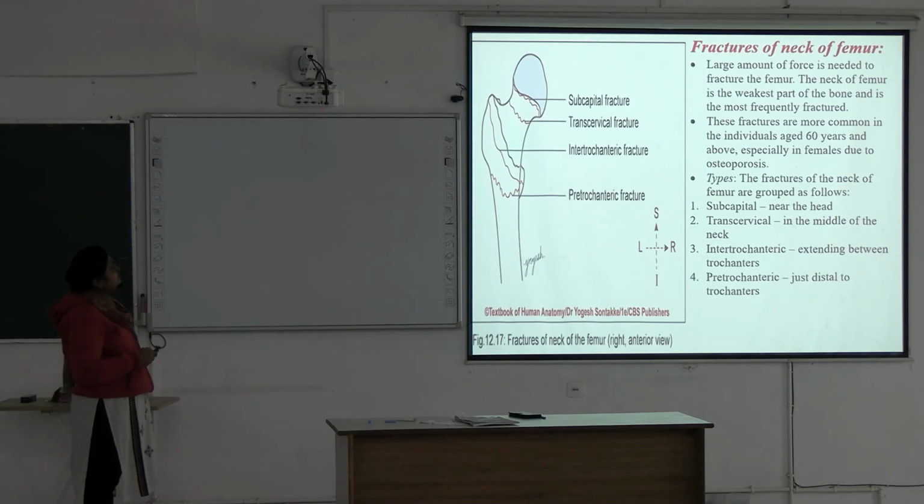Next, transcervical. So this is the head, this is the neck, these are the trochanters, greater and lesser trochanters. If the fracture occurs here in the neck, then it is known as transcervical fracture. Then intertrochanteric fracture, extending between the trochanters. See, this is the intertrochanteric fracture. Next, peritrochanteric fracture. It is just distal to the trochanter here. Pertrochanteric or peritrochanteric, you can say.